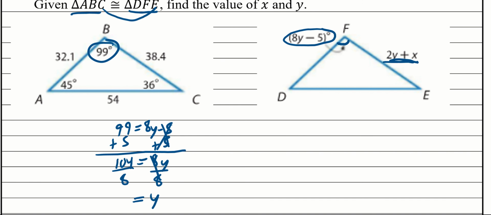And you can just do this on a calculator if you don't know it. And this is just going to end up being 13. Okay, I wrote it correctly, said it wrong. Okay, y equals 13. Okay, so we have that now.